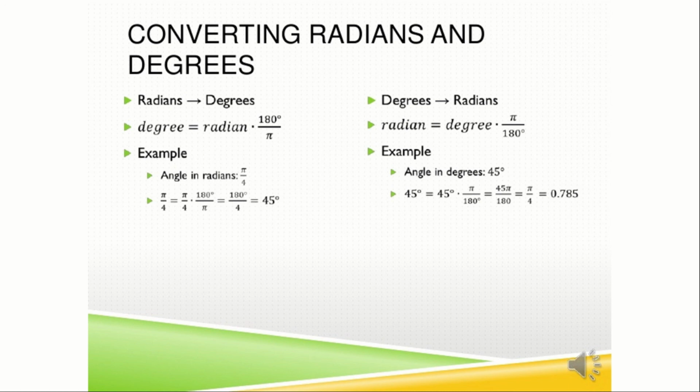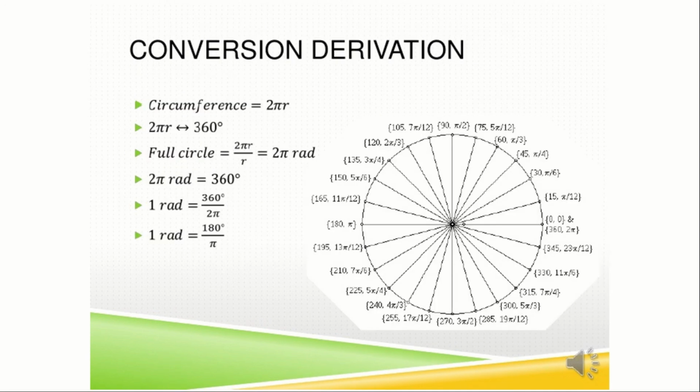Converting radians and degrees: we already know that degree to radian is pi by 180, and radian to degree is 180 by pi. So, this is the conversion derivation. The circumference of a circle is 2 pi r, and the full circle is 2 pi r by r, where r gets cancelled. We will get 2 pi radians, that is 360 degrees. So 2 pi radians is also equal to 360 degrees. 1 radian is equal to 360 by 2 pi, and 360 by 2 pi is also equal to 180 by pi, where 2 divides 360.